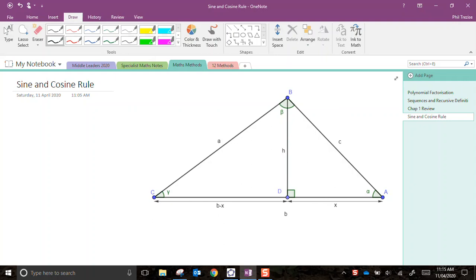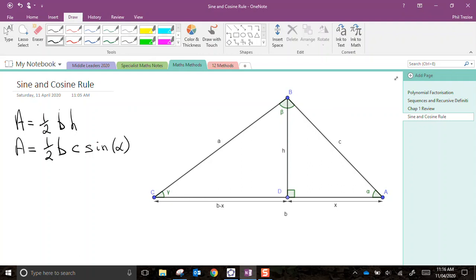Now to begin with, let's just work out the area of the triangle. So we all know the area of a triangle is 1/2 of the base multiplied by the height, and from the angle alpha here, I'm trying to find a replacement for h, so I would use the sine ratio. Sine of alpha is h over c, so h would be c multiplied by the sine of alpha. That's a very straightforward application of sine.